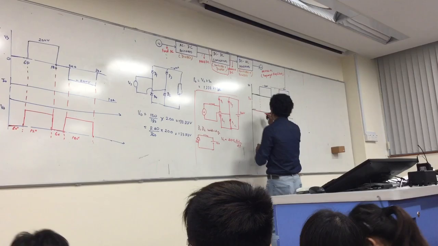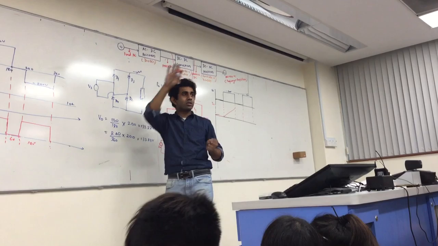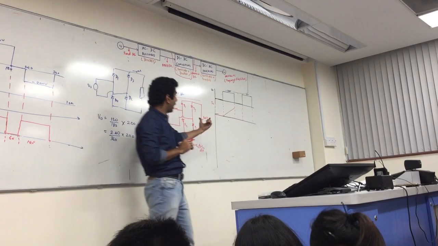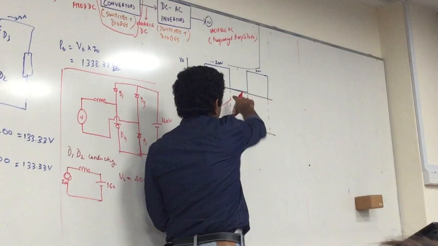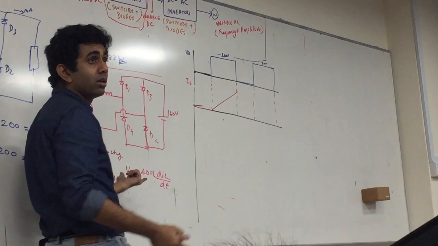My current is going to be increasing, right? From 0 it increases to a certain value. Okay? I know this time period. Can I find this period out? This is basically my delta IL, right? The value DIL. DIL by dt is going to give me this slope, which is 40 by L. Make sense? So tell me what the value of DIL.